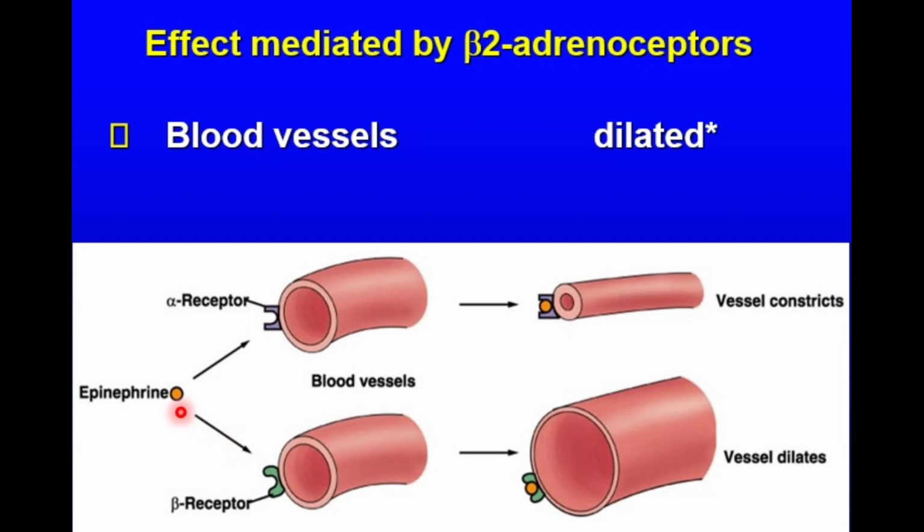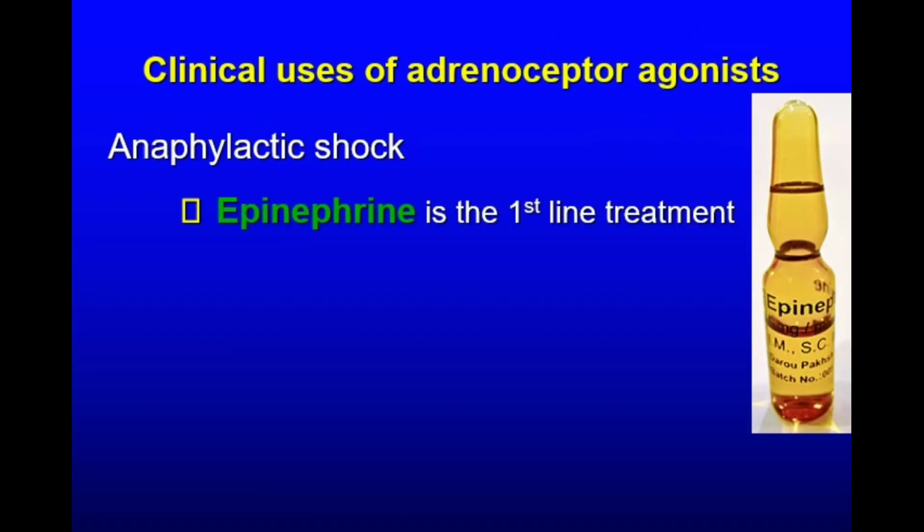Adrenaline activates both alpha-1 and beta-2 adrenoreceptors. Normally, alpha-1 adrenoreceptor action is dominant. Therefore, generally speaking, adrenaline causes vasoconstriction. But selective beta-2 agonists can cause vasodilatation. Adrenoreceptor agonists have a wide range of clinical applications. I am going to briefly explain some of their clinical uses.